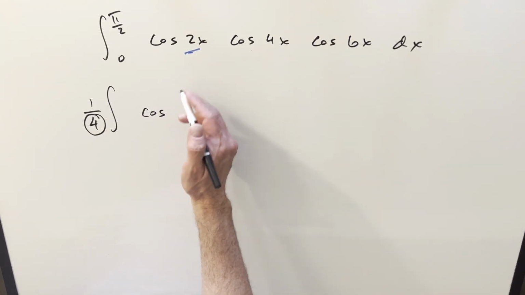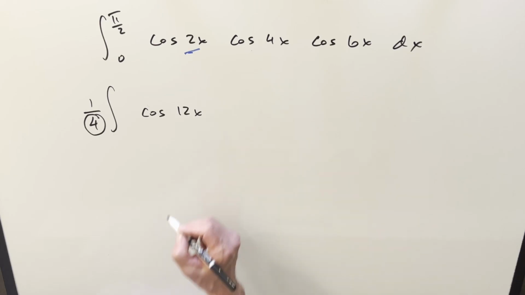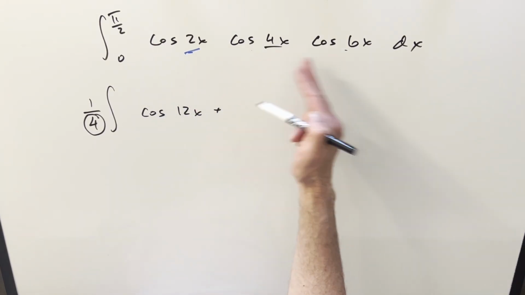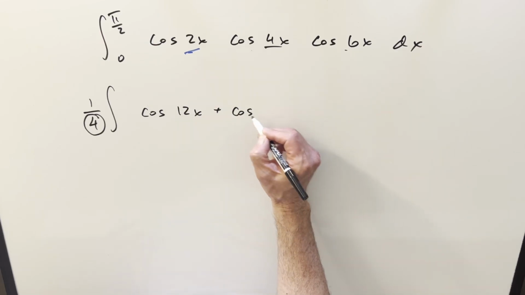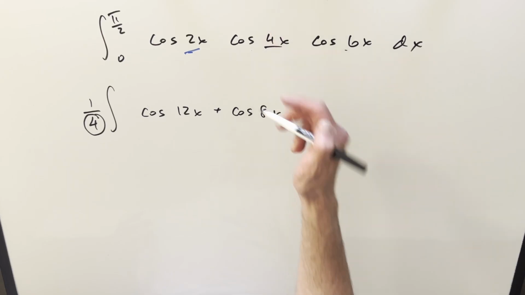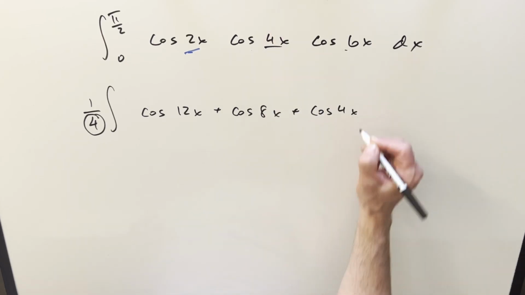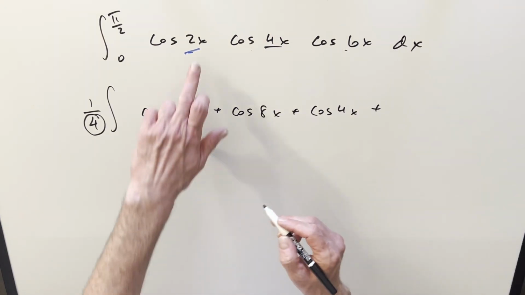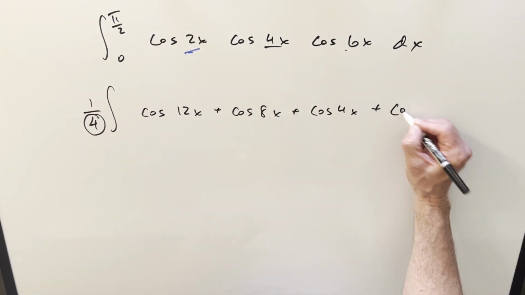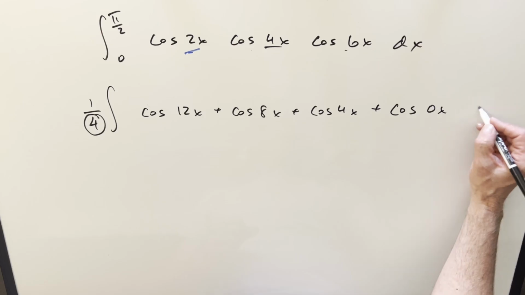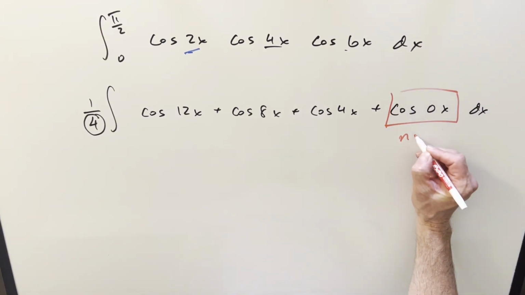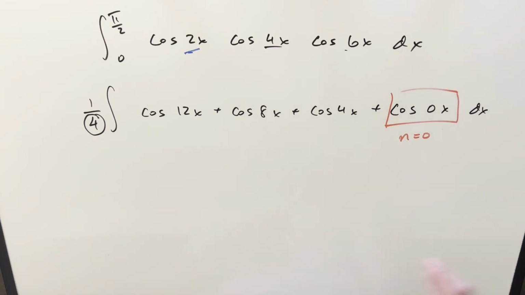So for the first one, we can just add the angles, and we get cosine 12x. Then for the next one, I can take these two and subtract off 2, so 10 minus 2, cosine 8x. And then I can go cosine 8x minus 4, cosine 4x. And then last, I can add these two, 2 plus 4, 6x minus 6x, but that's going to be like cosine 0x. So this right here is going to be the n equals 0 case that we were just talking about like 5 seconds ago.